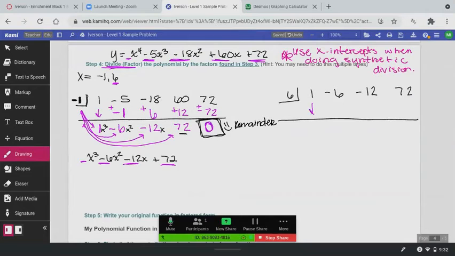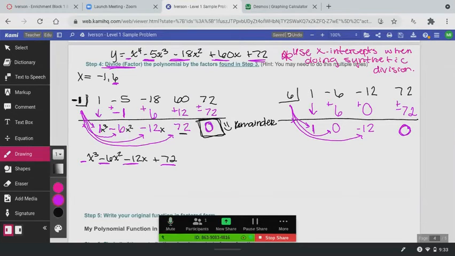And now I can start dividing. So I drop down my 1. I take 6 times 1, which is +6. -6 plus 6 is 0. Now I take 6 times 0, which is 0. -12 plus 0 is -12. And now I take 6 times -12. I get -72. 72 plus -72 equals 0. Again, we got 0 as a remainder, which means we did our division correctly.